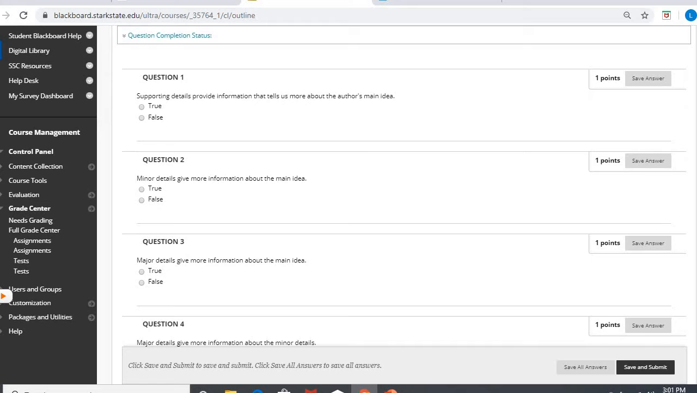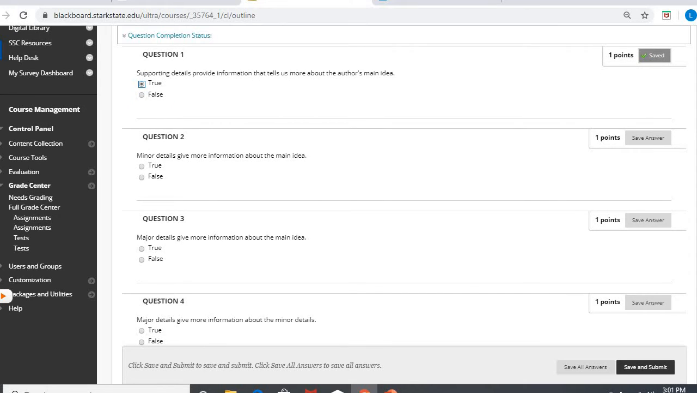Supporting details provide information that tells us more about the author's main idea. That is true, because it does not say major or minor, just supporting details in general. That's exactly what they do. They tell us more about the author's main idea. Now, major details have a specific role and minor details have a specific role, but overall, their goal is to provide information about the main idea.